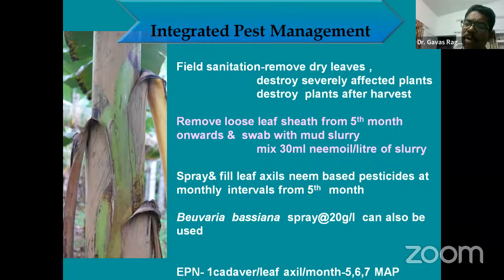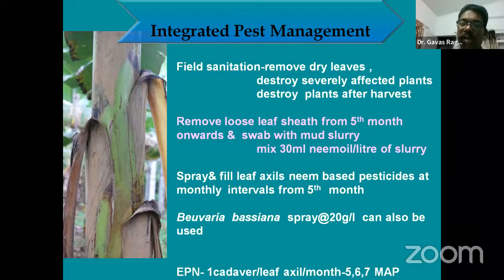We can also go for spraying with an entomopathogenic fungus called EPF, which is Beauveria bassiana. Beauveria bassiana is an entomopathogenic fungus that attacks the pseudostem weevil, and it can be sprayed in the powder form at the rate of 20 grams per liter, or as a liquid formulation at the rate of 3 ml per liter, which can be sprayed onto the pseudostem. Ensure that the EPF solution is poured into the leaf axil, which will be an excellent organic method in managing this pseudostem weevil.